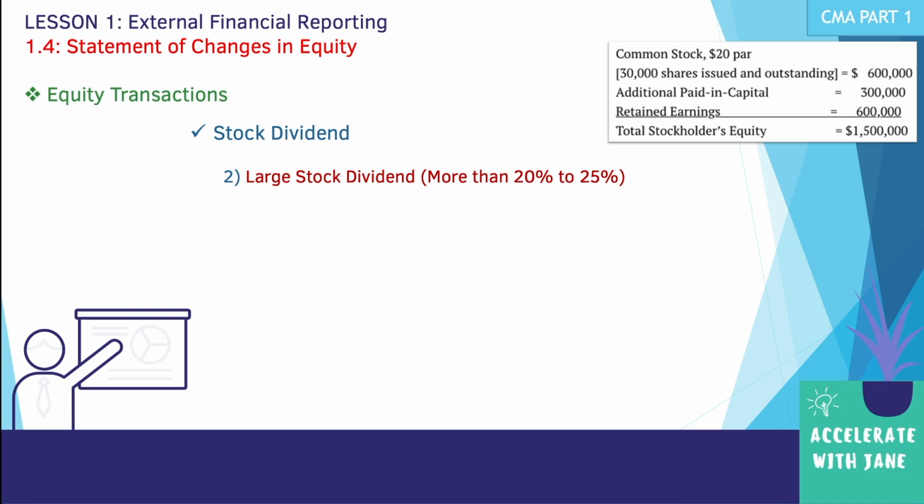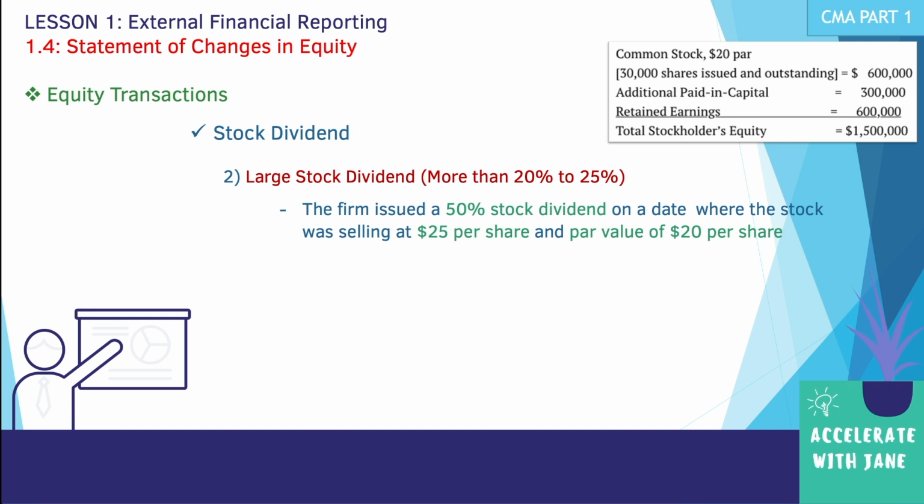It's still 30,000 shares issued and outstanding at 20 par value, or common shares of 600,000 US dollars. And we have additional paid in capital of 300,000 US dollars. We have retained earnings of 600,000 US dollars. And we have total stockholders' equity of 1,500,000 US dollars. Now the problem says it's the same. The firm issued 50% stock dividend.